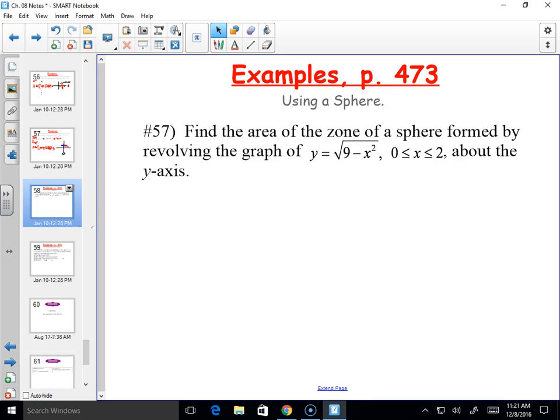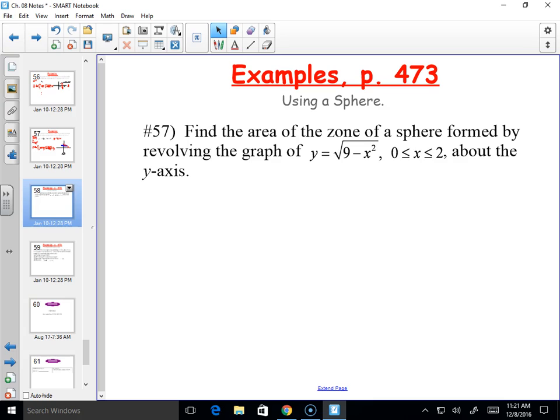What's the zone of a sphere? Wait. This is a semicircle. So like, the zone must be the surface area of the sphere. Right? Okay, sure. We'll go with zone is the same as surface area.